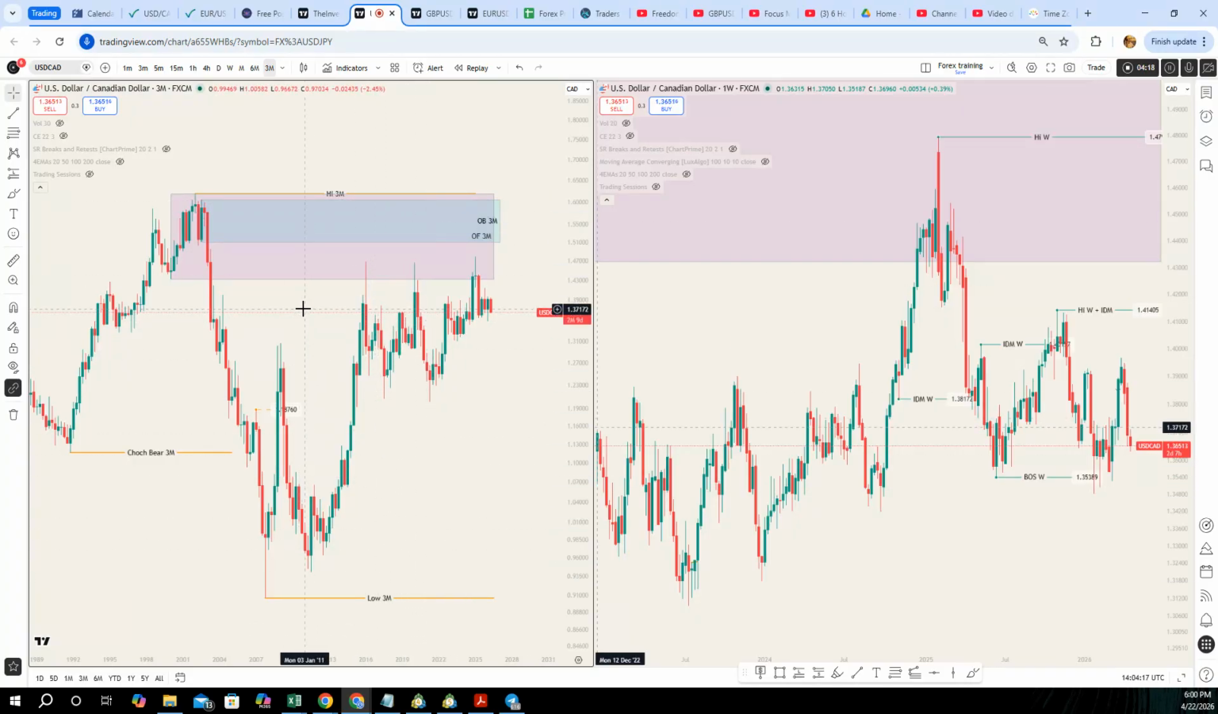Now let's look at the POIs. We might have something. This is before the inducement. We don't look for any POIs before the inducement or before the break of structure, whatever it is, break of structure or change of character. So if the break of structure was here and the inducement was here, then we find our POIs in this area.